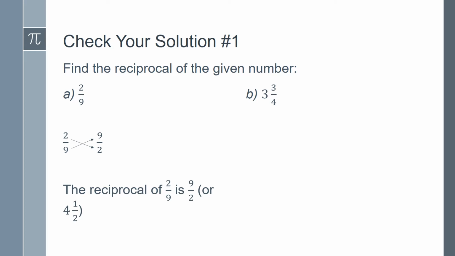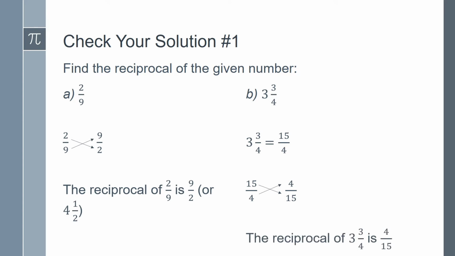Now for 3 3/4. First, we need to change this mixed number into an improper fraction. So we find that 3 3/4 equals 15/4. Then we can find the reciprocal of 15/4 by inverting, and we find that the reciprocal is 4/15.